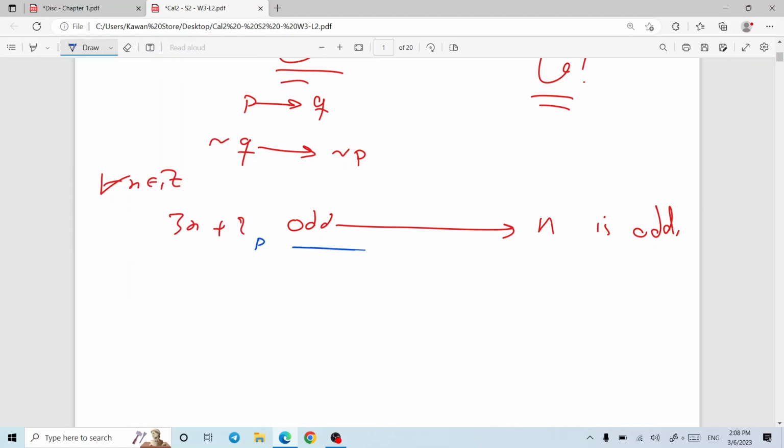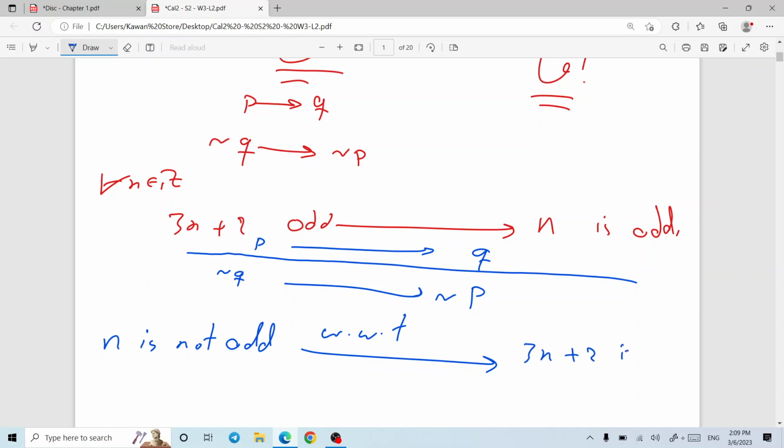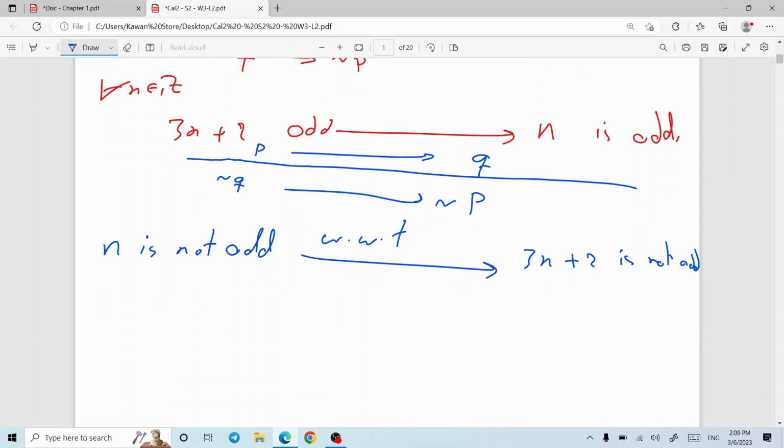We say this is P then Q. We are going to use negation Q then negation P. So tell me, negation Q is what? We say n is not odd. Then we want to show that 3n plus 2 is not odd. N is not odd means what? If it's not odd, it should be even. Then I want to show that 3n plus 2 is even, am I right?